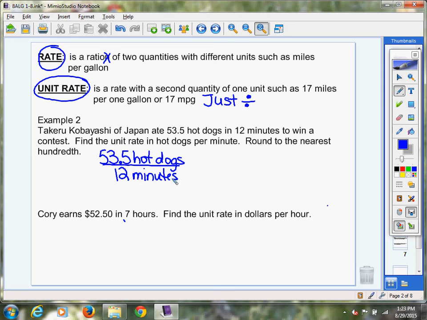Now we're going to find the unit rate. And remember, for a unit rate, we want the denominator to not be 12, we want the denominator to be a 1. And in order to do that, just divide. Just divide these two numbers. So in your calculator, you're going to do 53.5 divided by 12.